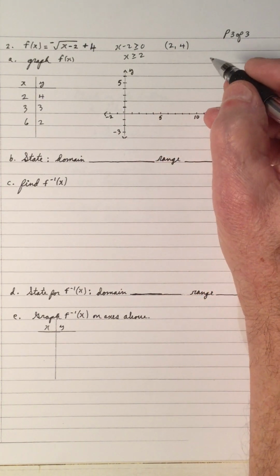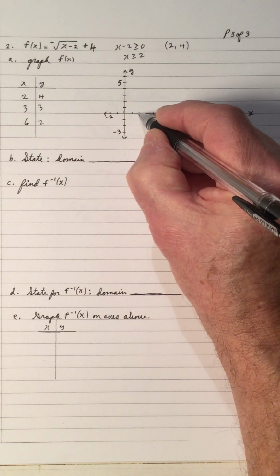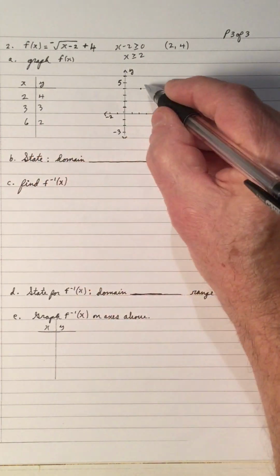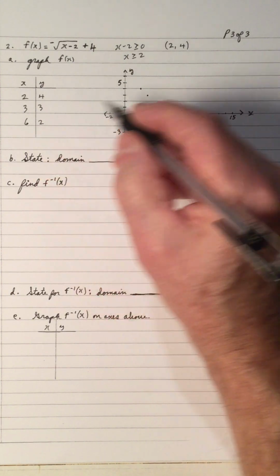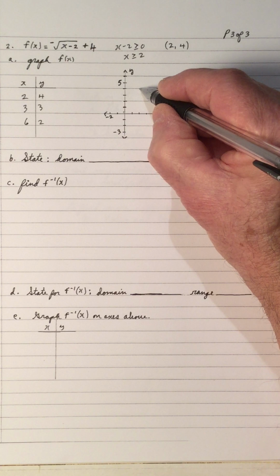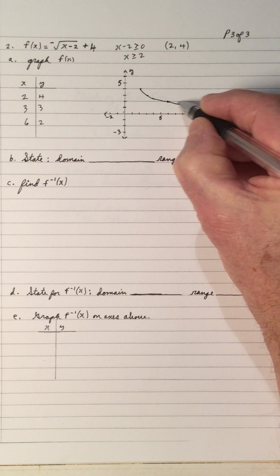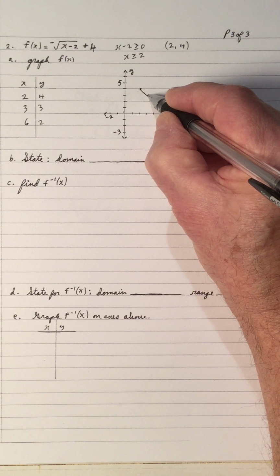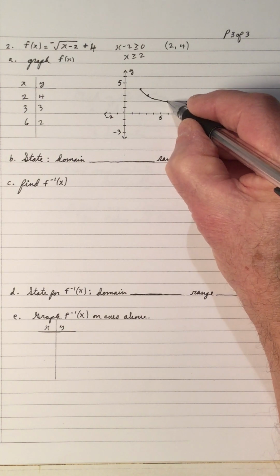So we have 2, 4. X is 2, y is 4, which is roughly right there. X is 3, y is 3, which is right there. X is 6, y is 2. So there's the curve, just go through this point. So there it is, going there. So 3, 3, okay. Draw an arrowhead on that. There it is going.